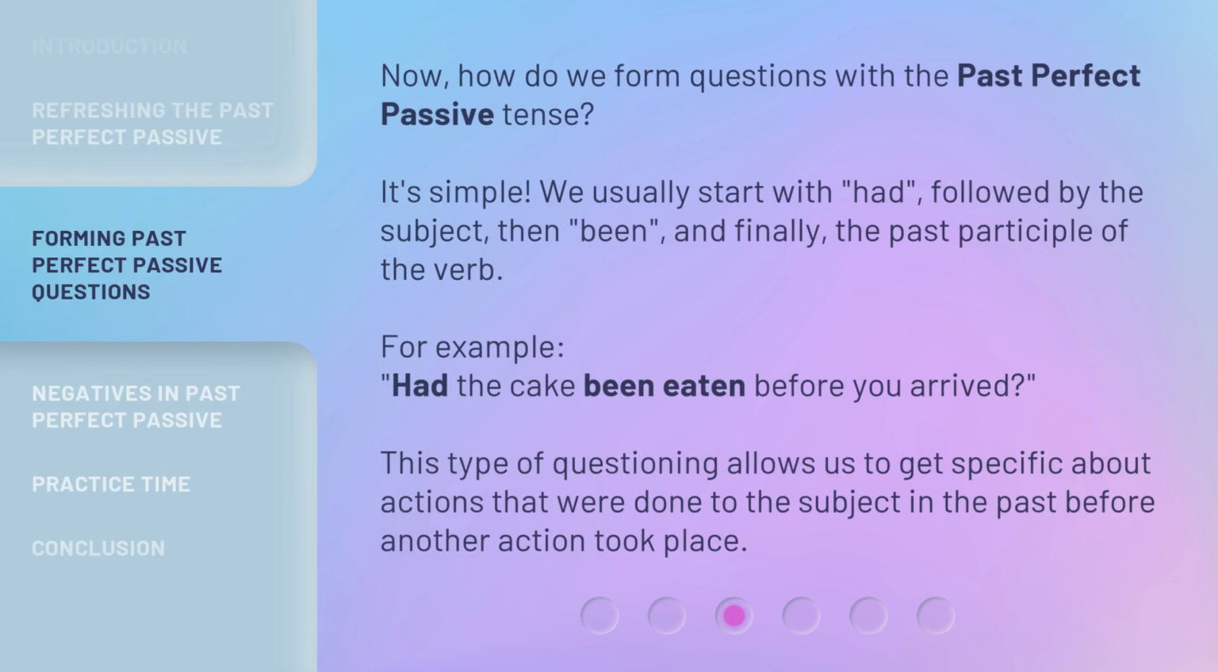Now, how do we form questions with the past perfect passive tense? It's simple. We usually start with had, followed by the subject, then been, and finally, the past participle of the verb. For example, had the cake been eaten before you arrived? This type of questioning allows us to get specific about actions that were done to the subject in the past before another action took place.